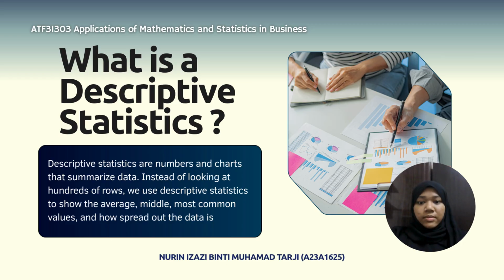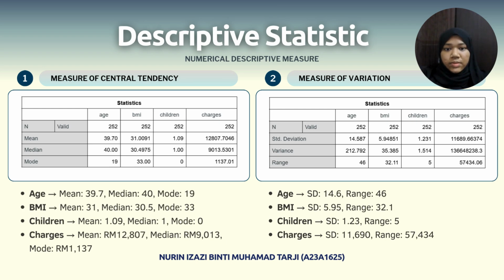So before we go to the descriptive statistic, what is a descriptive statistic? So it is numbers and charts that summarize data. Instead of looking at hundreds of rows, we use descriptive statistic to show the average, middle, most common values, and how spread out the data is. So for this part, I will explain about the numerical descriptive measure.